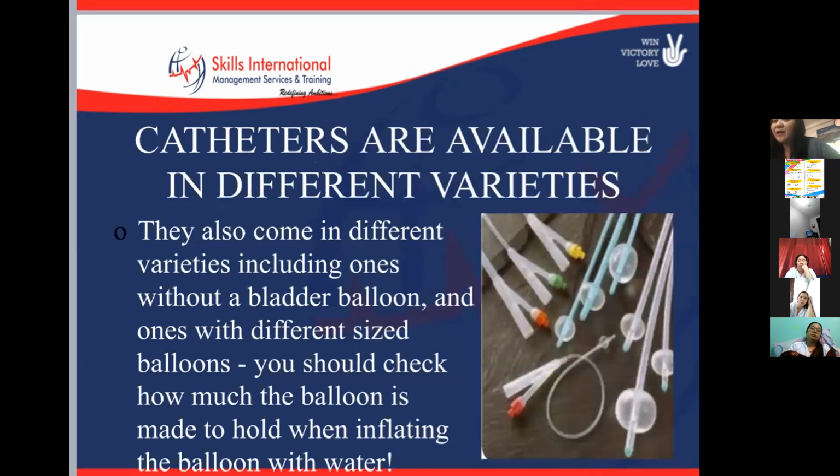Now, catheters are available in different varieties, including ones without a bladder balloon and ones with different sizes. This is how it looks like with different sizes. You should check how much water the balloon is made to hold, to inflate the balloon. Because if it's not inflated, the Foley catheter will come out. So when you put it in, the balloon must be inflated with the water you introduce.